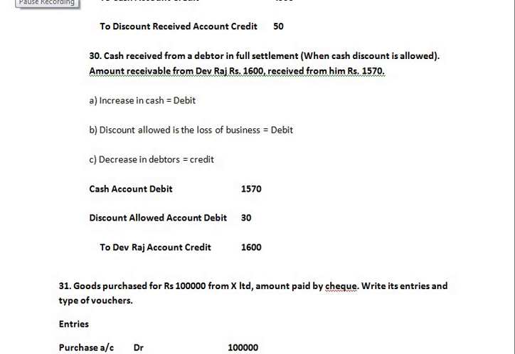Cash received from debtor in full settlement of 1,600, received from him 1,570. That means 30 is the discount allowed to him. Here cash account debit because he has given 1,570 with the discount of 30. The total Devraj account we are settling down to 1,600.